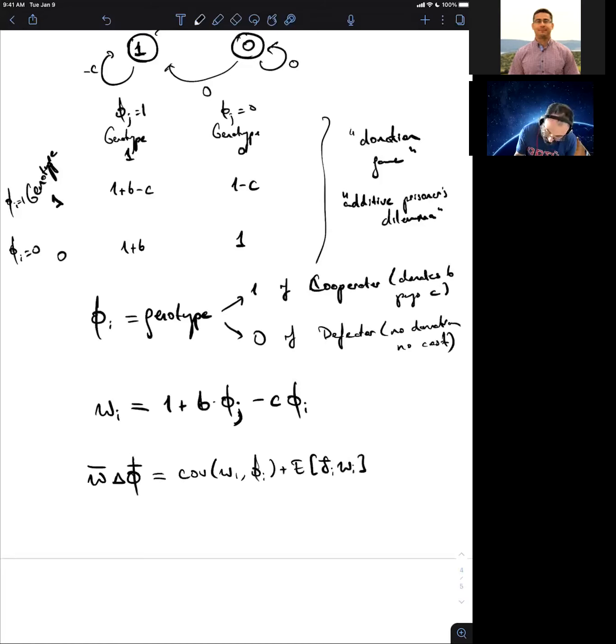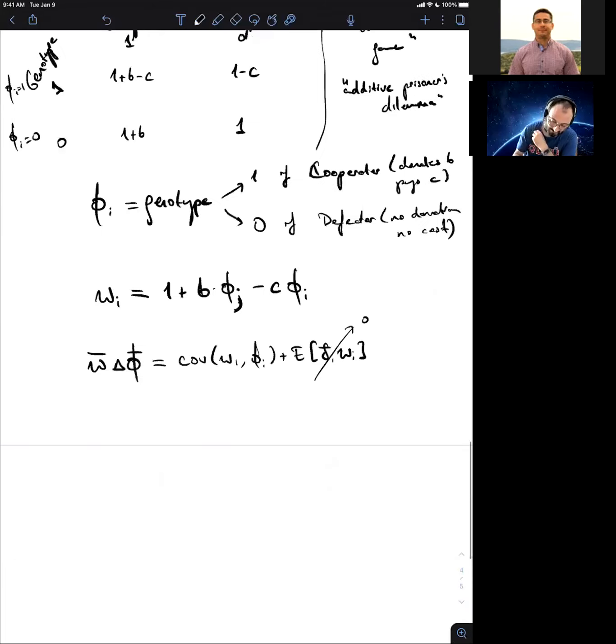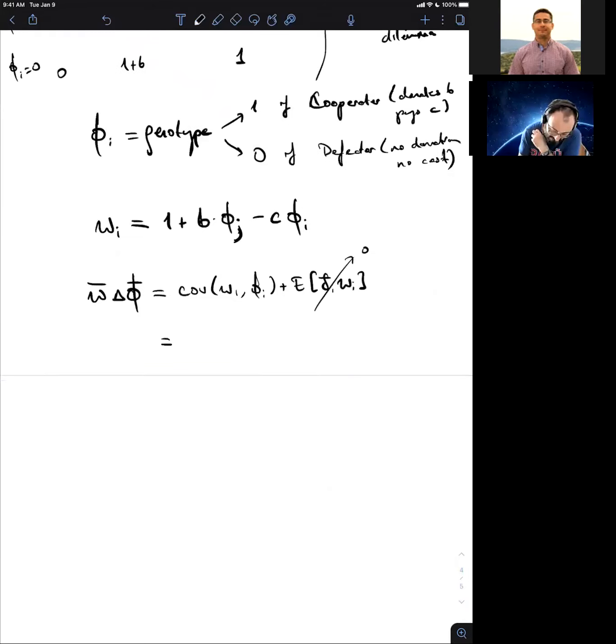Now, if phi is the genotype and there's no mutation, then all the offspring genotypes are going to be the same as their parents' genotype. So delta is always going to be identically 0. So I'm just going to ignore the transmission bias term. That's why it's sometimes called transmission bias: if you have perfect transmission of the phenotypes, then that term vanishes. So the only thing I need to calculate is this covariance.